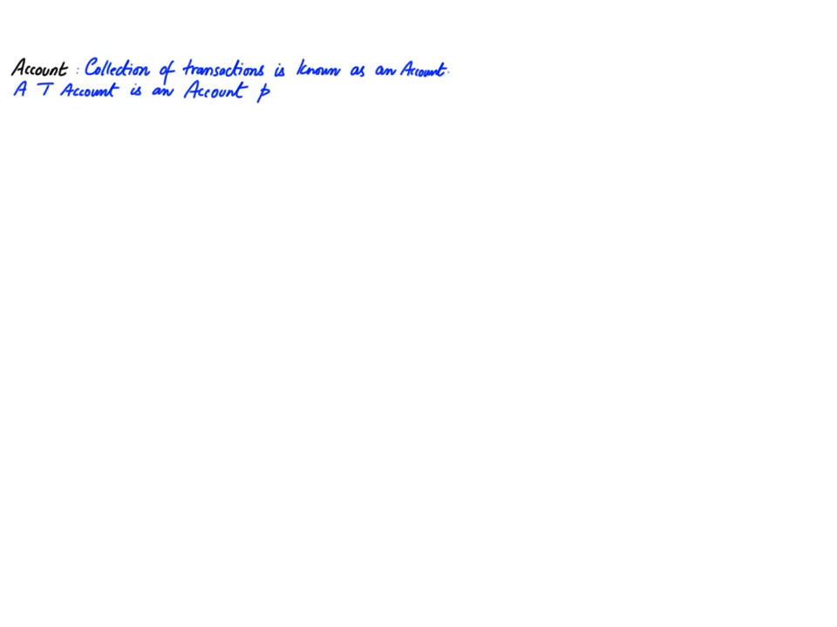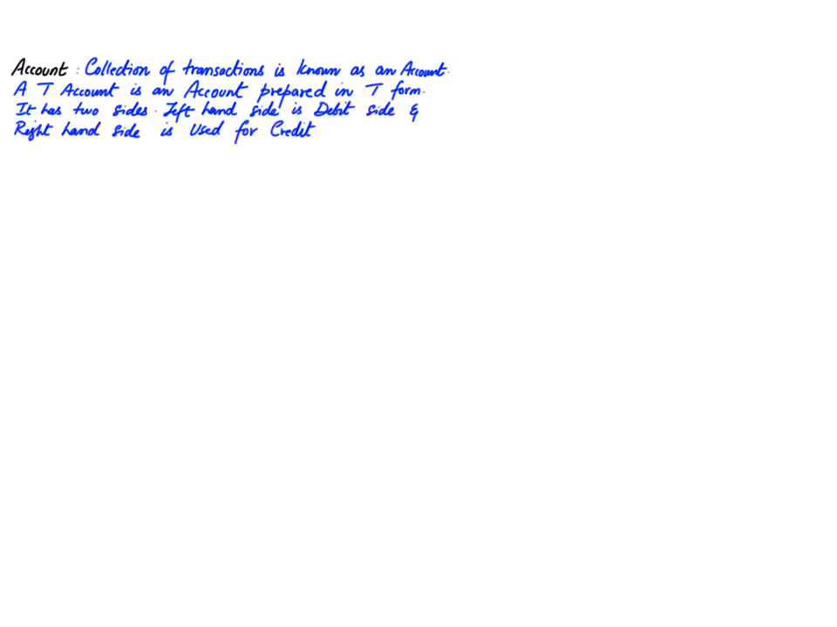The most common type of account is a T account. Now why is a T account known as a T account? Because it is made in the shape of a T. So there are two sides in a T. The left hand side is known as the debit side and the right hand side is known as the credit side. Now I am making a sample account for you. As you can see, this is in the form of a T. So this is known as a T account, and at the top of that we write the title.